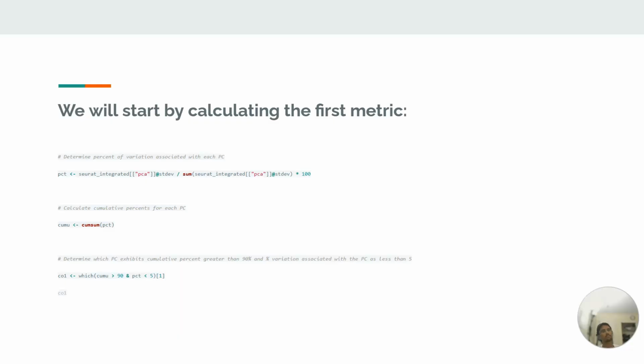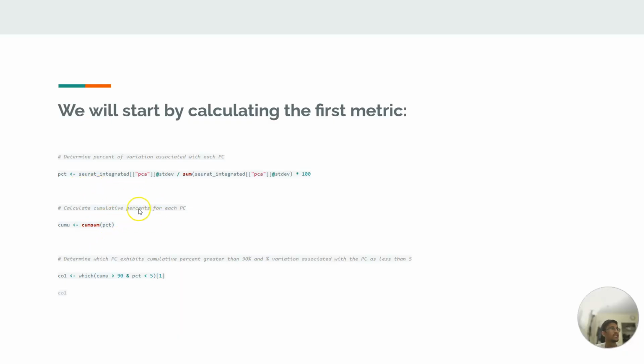Now, coming to calculating the first metric, we're going to determine the percent of variation associated with each principal component. So you could literally put this in your RStudio. Just replace this Seurat integrated, in these 2 spots, with your Seurat object. And then this would help you calculate the percent of variation. It's going to be stored in the pct variable.